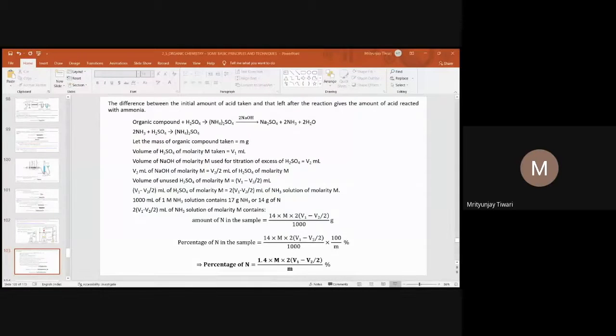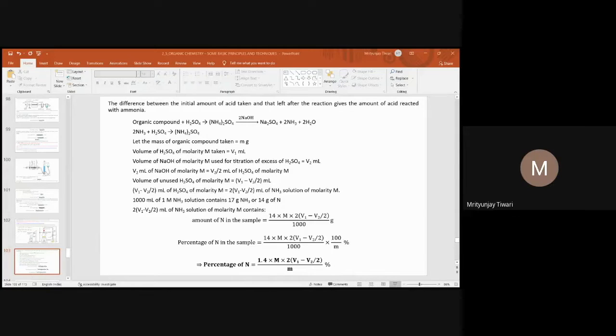So anyway, now let's see the other part of the question. The ammonia that is formed and evolved neutralized 10 ml of 1 molar H2SO4. It means the amount of H2SO4 that has been used for neutralization of ammonia directly is given. The volume of NaOH is not given. What does it mean? It means this (V1 minus V2) by 2 is given. V1 minus V2 by 2 gives us the volume of H2SO4 that reacts with ammonia.